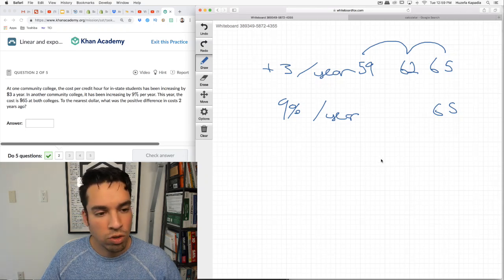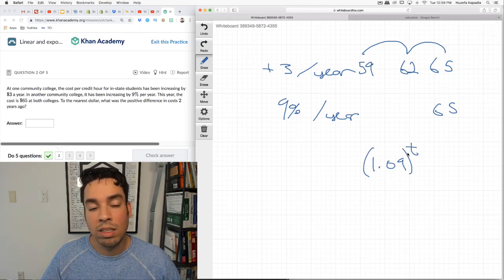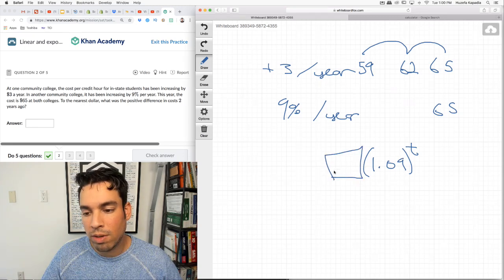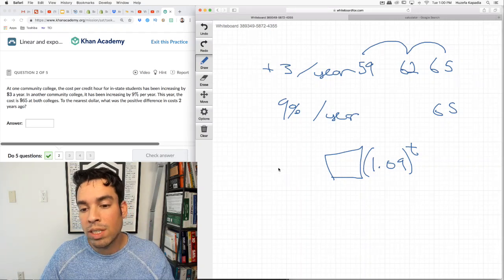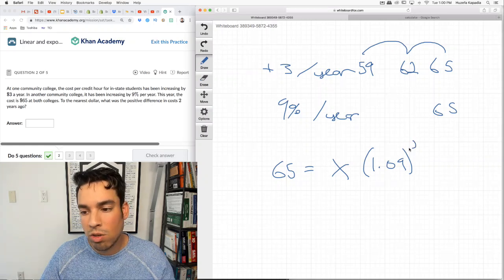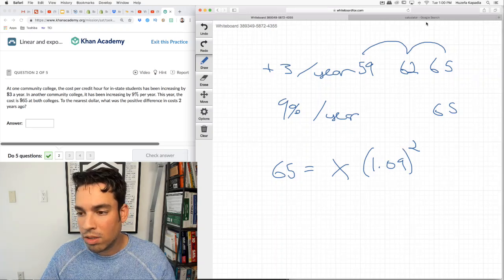I could set up an exponential equation and say, hey, it's increasing by 9% every year. So this is the 9% increase to the t years, times some initial value. And we could solve for whatever our initial value is at 2 years ago, right? We could say 65 equals this value x when t equals 2, because this value right here is 2 years from that point. And then I could solve for x. Actually, I guess that's not a bad way to do it now that I set it up. I was going to do something different.